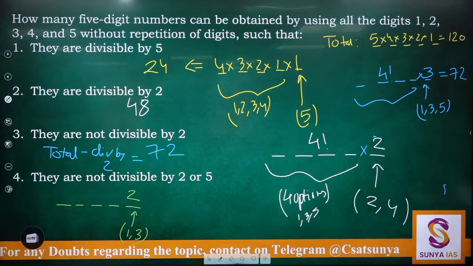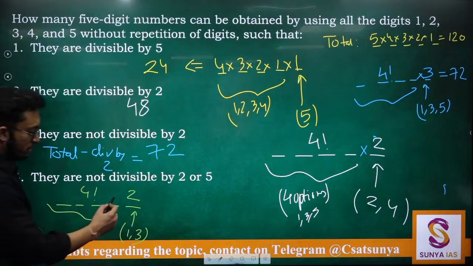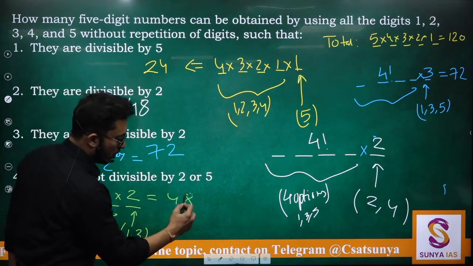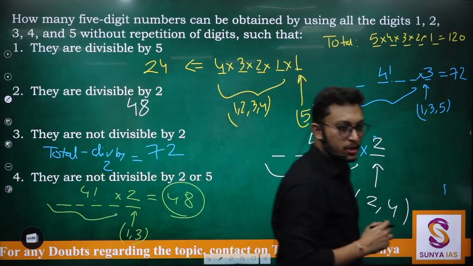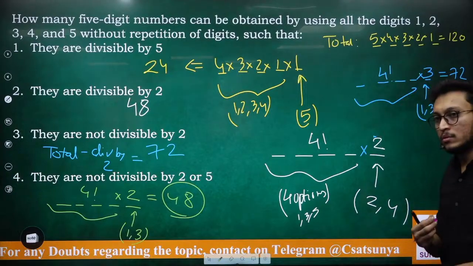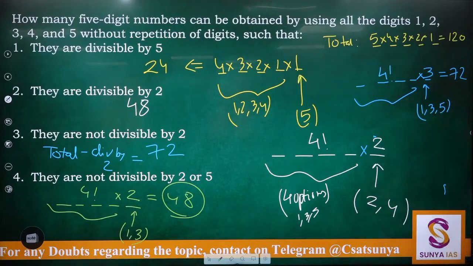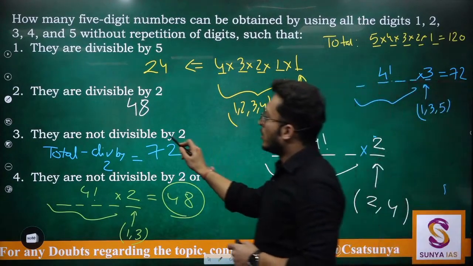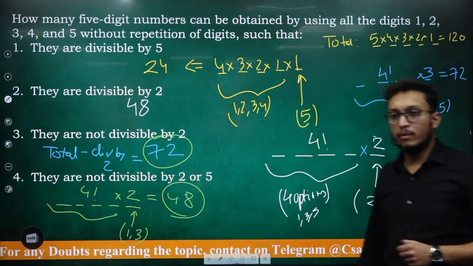Okay. Remaining 4 places, 4 options, 4 factorial ways. Is this clear? Total 48 numbers can be there. Clear? Any doubt? Anyone? Yes. Minus 72. Ma'am, 72 are only those numbers which are not divisible by 2.